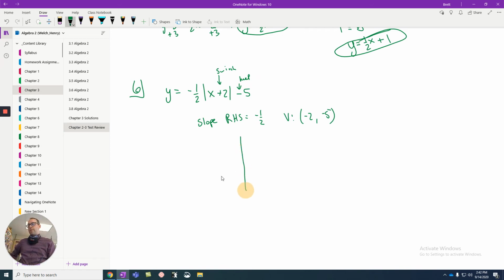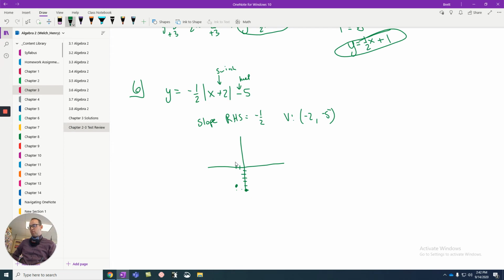So that much information, we should be able to go and create a pretty crude graph right now. 1, 2 to the left, 1, 2, 3, 4, 5 down. Gives us a dot right about there. And then I use the slope on the right-hand side, which tells me to go down 1, okay, and over 2. 1, 2.